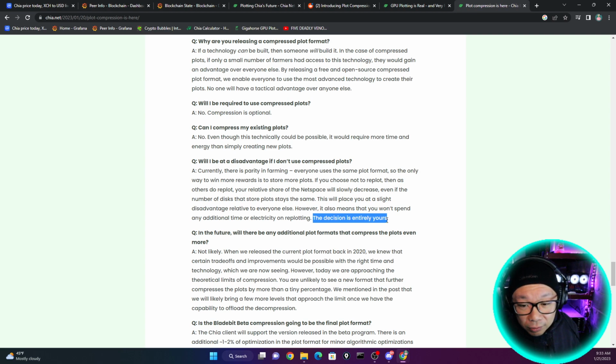GPUs are being more reasonable now. No one is scalping them. They're not crazy expensive like 2 years ago where prices were like 20 times MSRP. Hardware is more reasonable. Hard drives are more reasonably priced now compared to 2 years ago or a year ago when CHIA first came out. Crazy times. In the future, will there be any additional plot format that compresses plots even more?